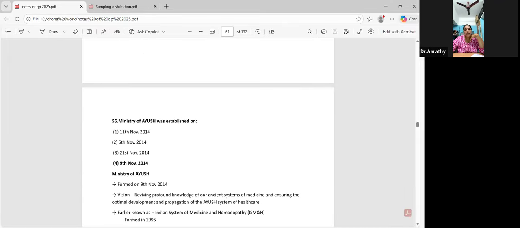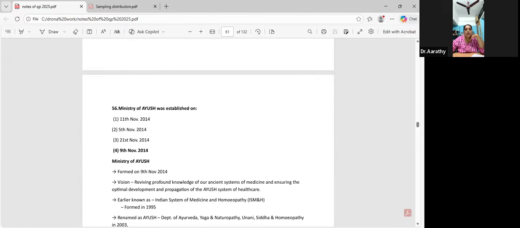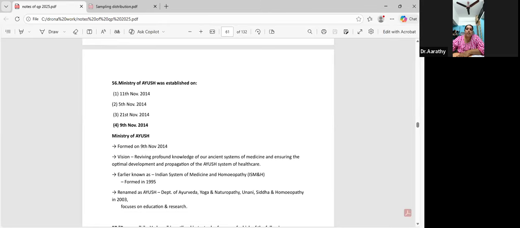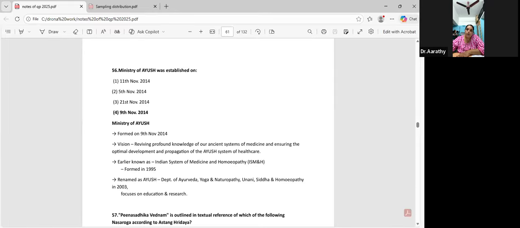Okay. Now 56, Ministry of Ayush was established on. So I said dates and years have been given due importance in this paper. There are two questions where the dates have been particularly asked. So one such question is this: Ministry of Ayush. So when you learn about Ministry of Ayush, you need to learn what was its previous name, then to what name it was changed, what all aspects were added to it. So such things must be read through.